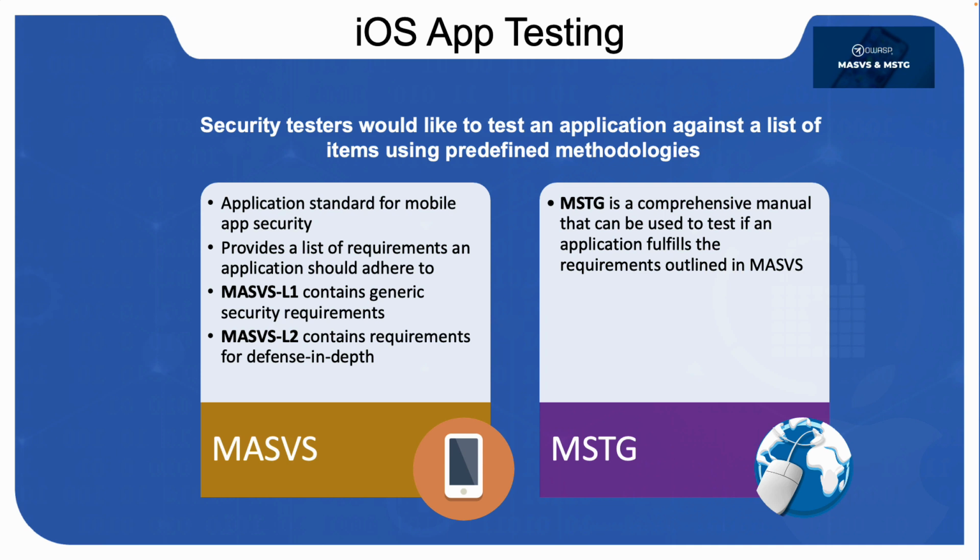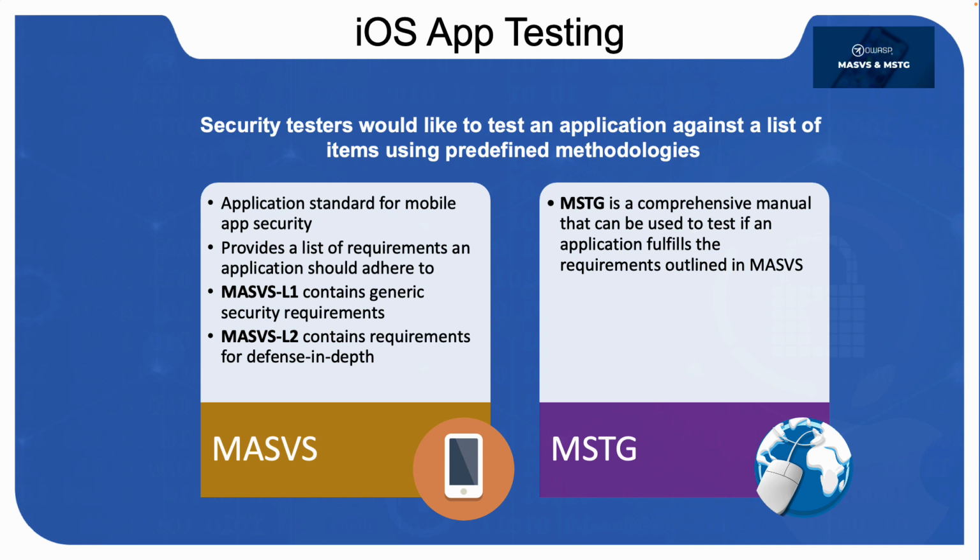It defines mainly two security levels: MASVS Level 1 and Level 2. Level 1 contains generic security requirements that are recommended for all applications. However, Level 2 contains requirements for defense in depth. We also have MASVS-R, which has to do with reverse engineering, which is useful for providing client-side defenses.